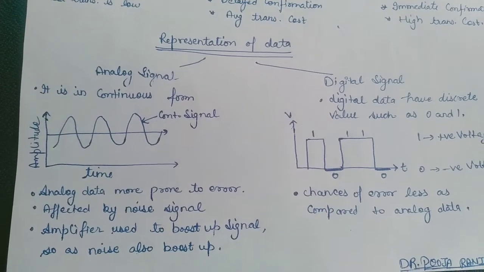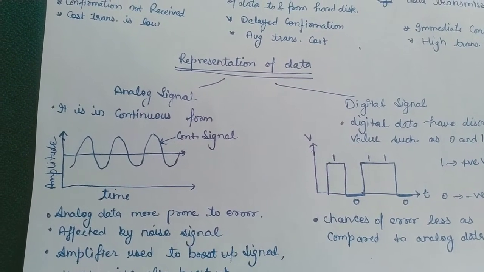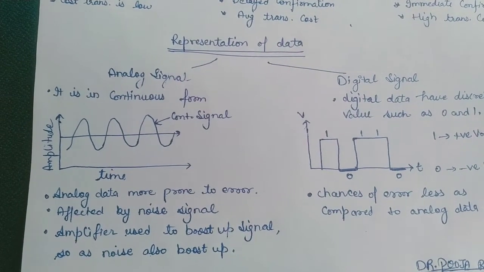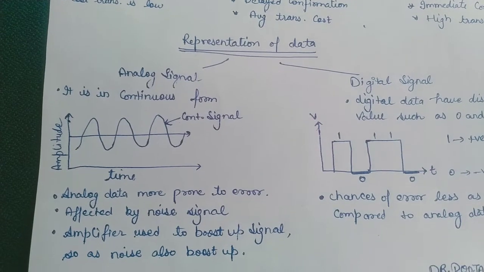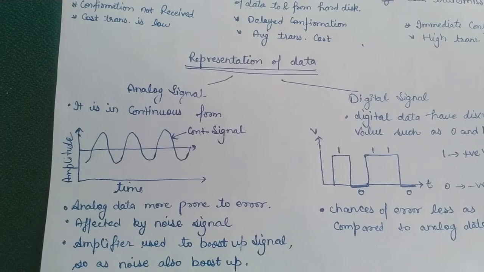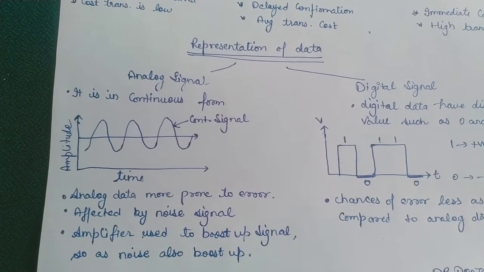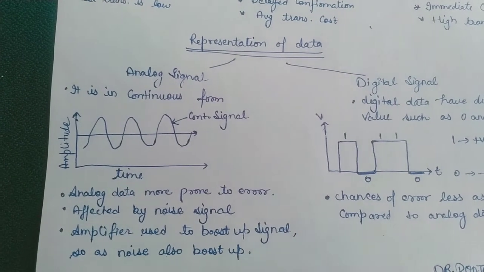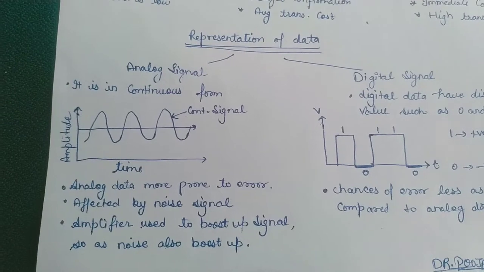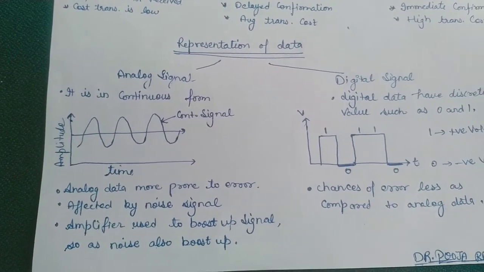So analog data are more prone to error. The chances of error are greater in comparison to the digital signal, and analog signals are also affected by noise. In transmission of analog signals, we use an amplifier. The amplifier boosts up the signal, but it also boosts up the noise. So analog signals are not very helpful for sending and receiving data.